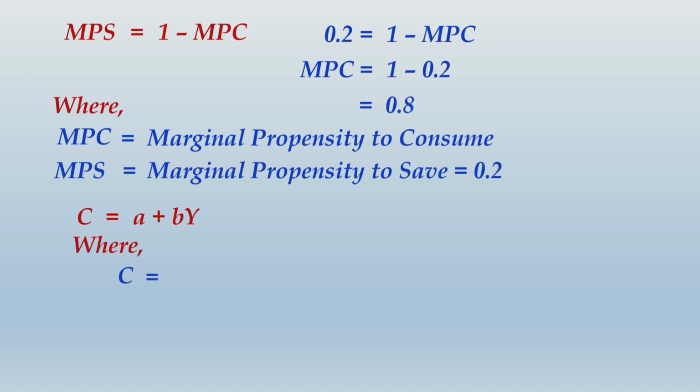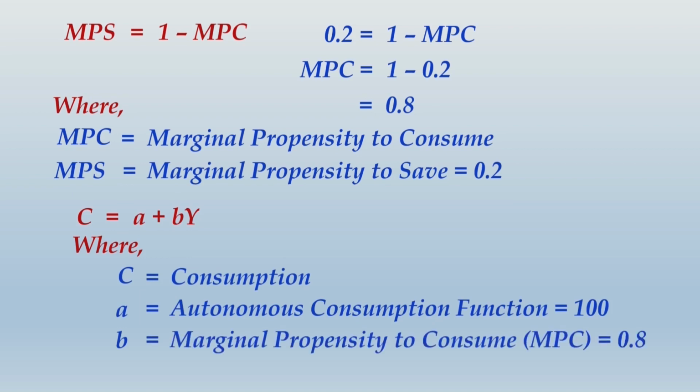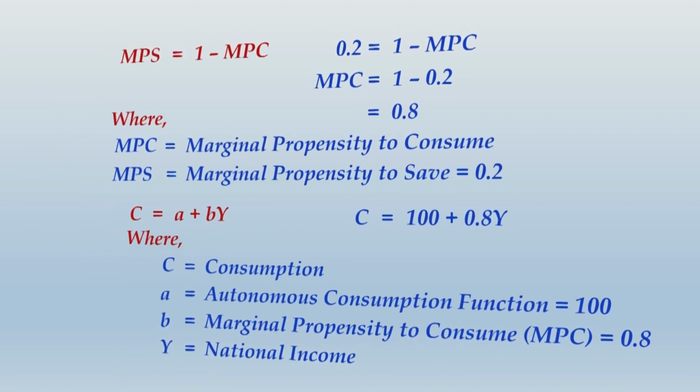You may define the variables over here also. C stands for consumption, A stands for autonomous consumption expenditure or consumption function, that will be 100, and B is marginal propensity to consume, that is 0.8 in this case, and Y is the total income, or you can call it as national income. So putting those values over here, C equals to 100 plus 0.8Y is what we get. Let us move ahead and continue writing the solution further.